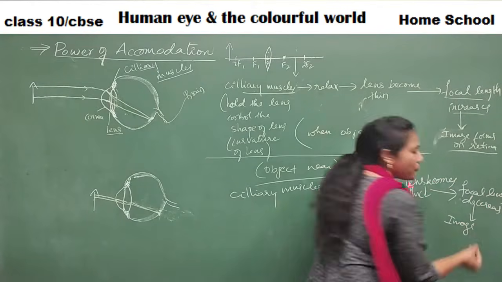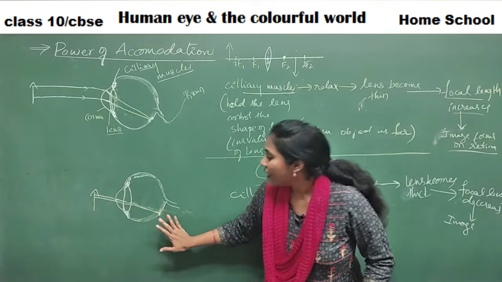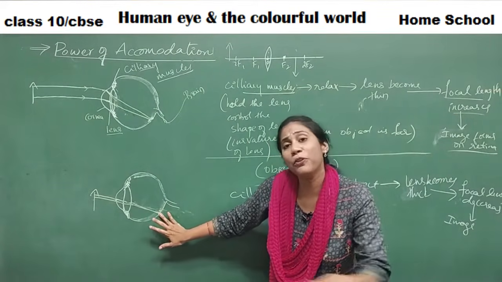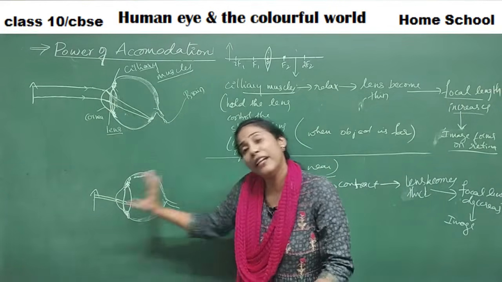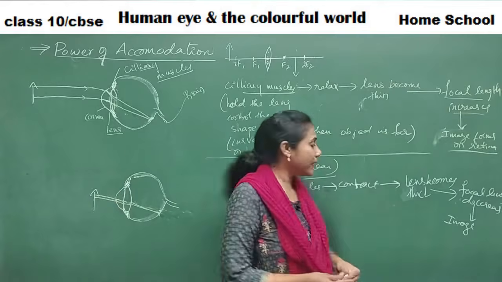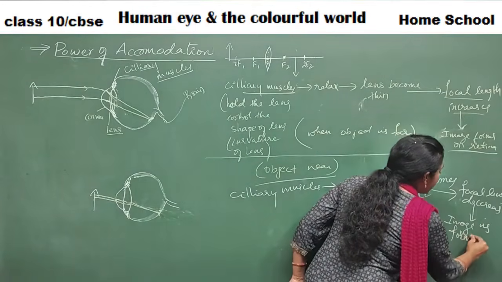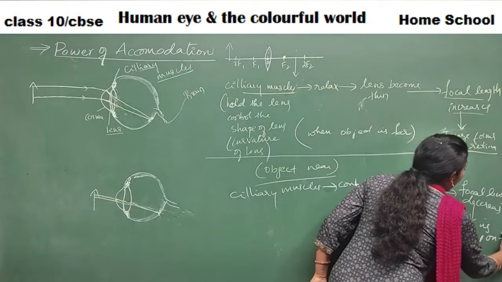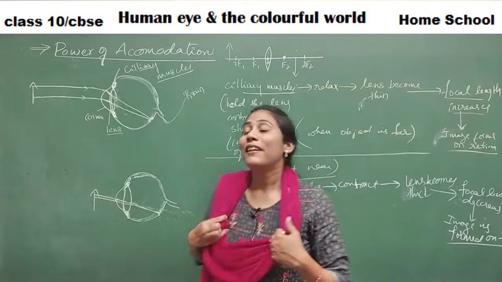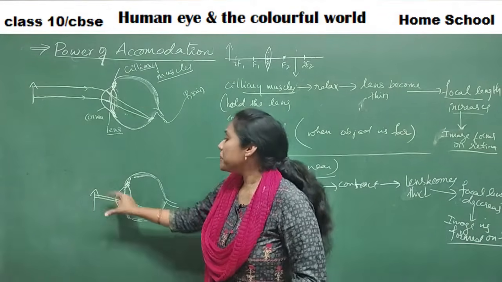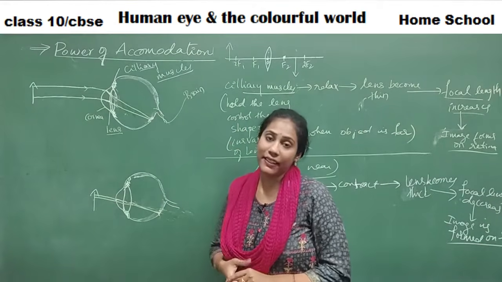Yes or no? That means focal length decreases means what? The focal point is moving near, onto the retina. That's what we mean by focal length decreasing. So the image is formed. If the focal length is less, the image is formed on the retina. Clear? This is how, whether you keep the object near or far, the image is always formed on the retina.